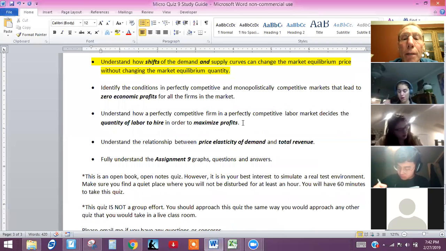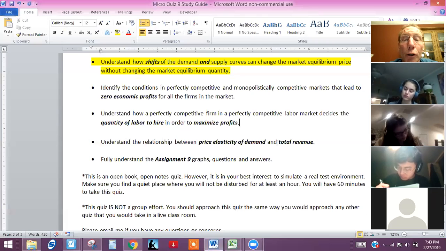This one right here is simply understanding that a firm is going to hire labor until the last worker's marginal revenue product is equal to the nominal wage. So this is something that you've had before, so it's review, and you shouldn't have any problem because it's review.